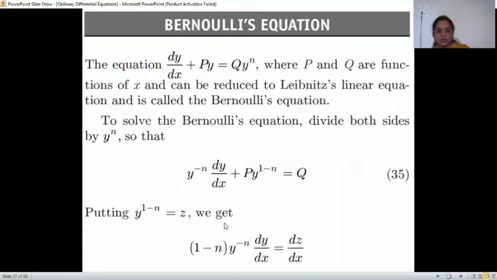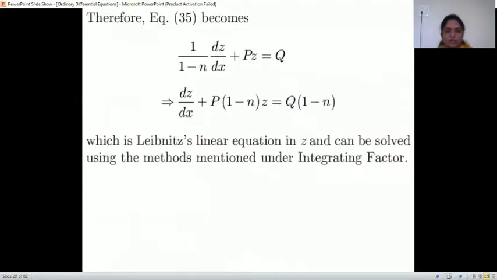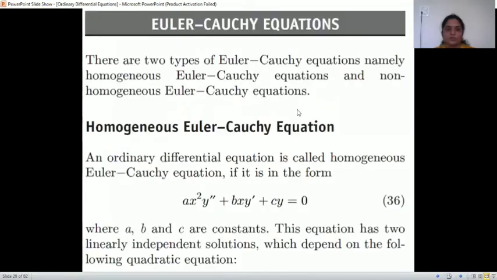So finally, substituting y raised to 1 minus n as z, we get dz by dx. Everything will get converted into z, and this will be linear in z then, and solving it is now the linear form of an ODE. Then solve for the integrating factor by using the formula e raised to the integral of (1 minus n) p dx, right? So we get the answer.